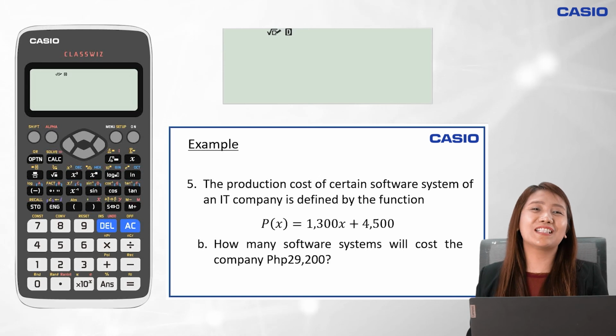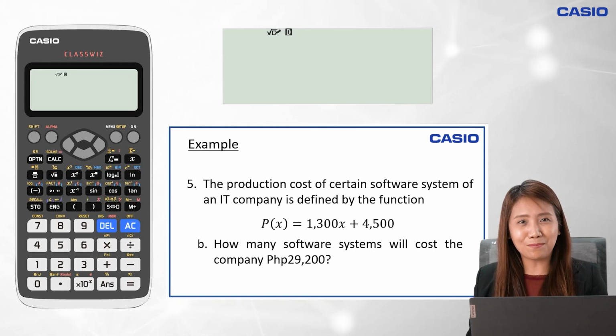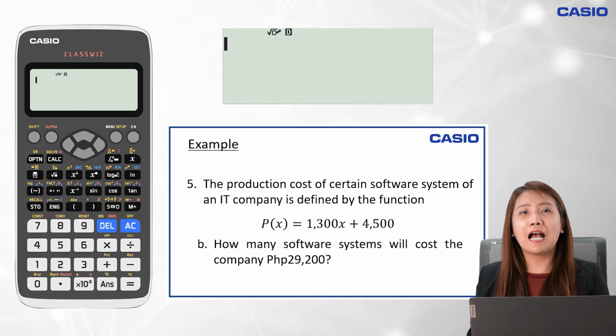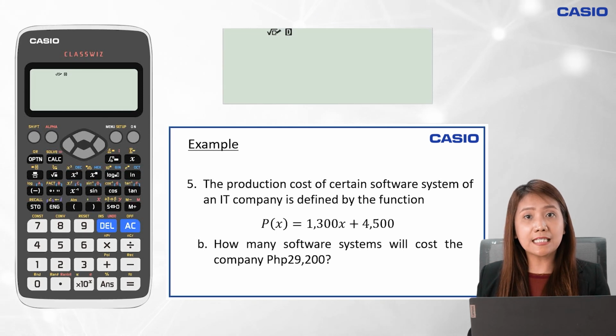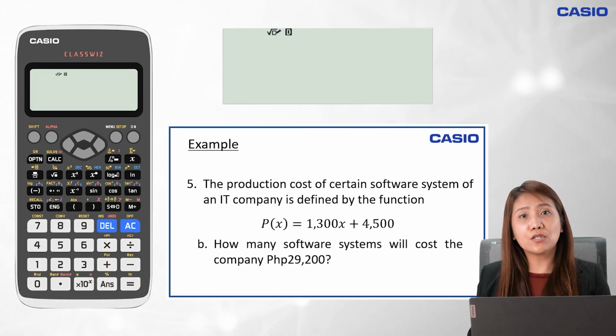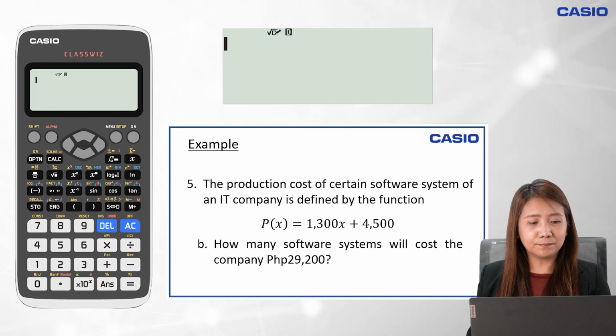Let's answer a different question from the same problem. The question is, how many software systems will cost the company 29,200? Now to answer B, we know that 29,200 pesos is the amount of production and X is the number of software systems, which is missing. We need to use menu 1, calculate mode, and solve the equation with the missing value of X. Let's press menu then 1.